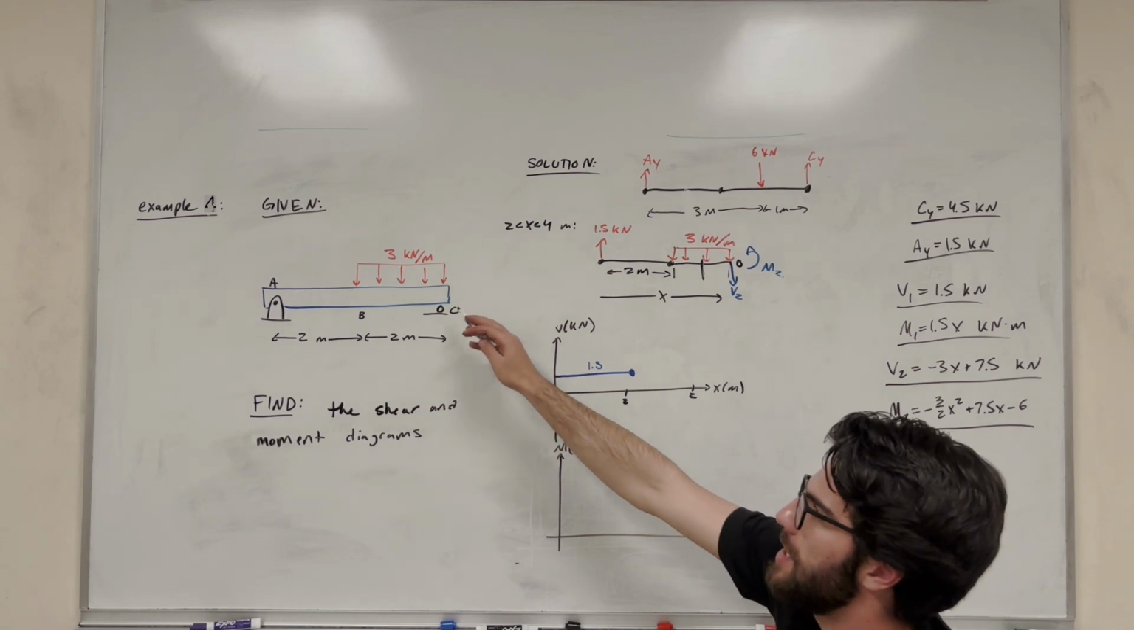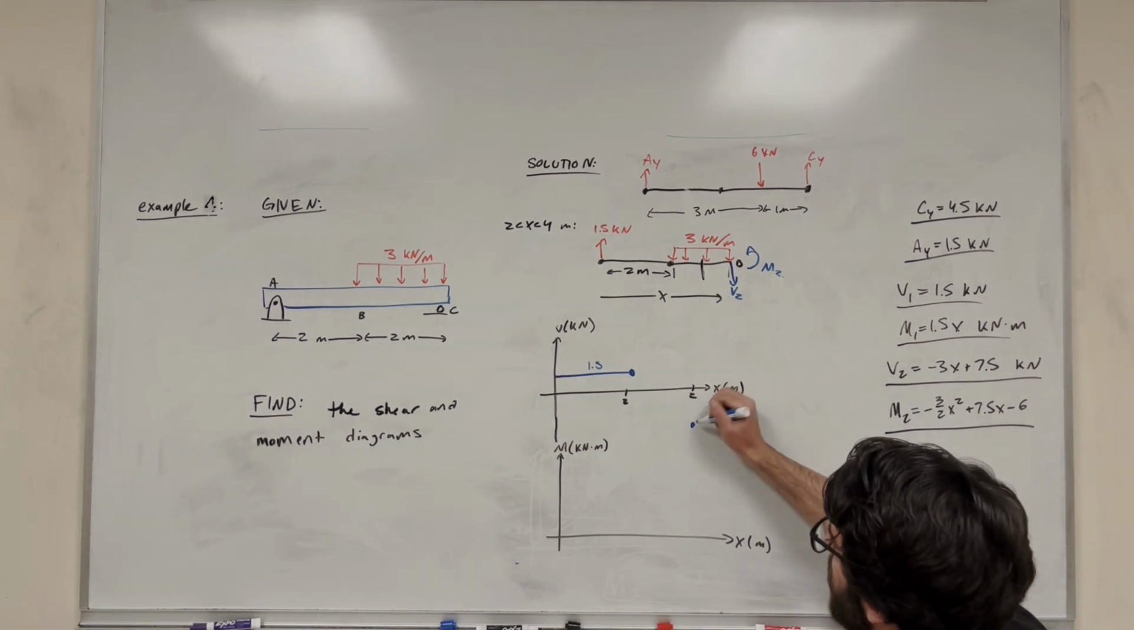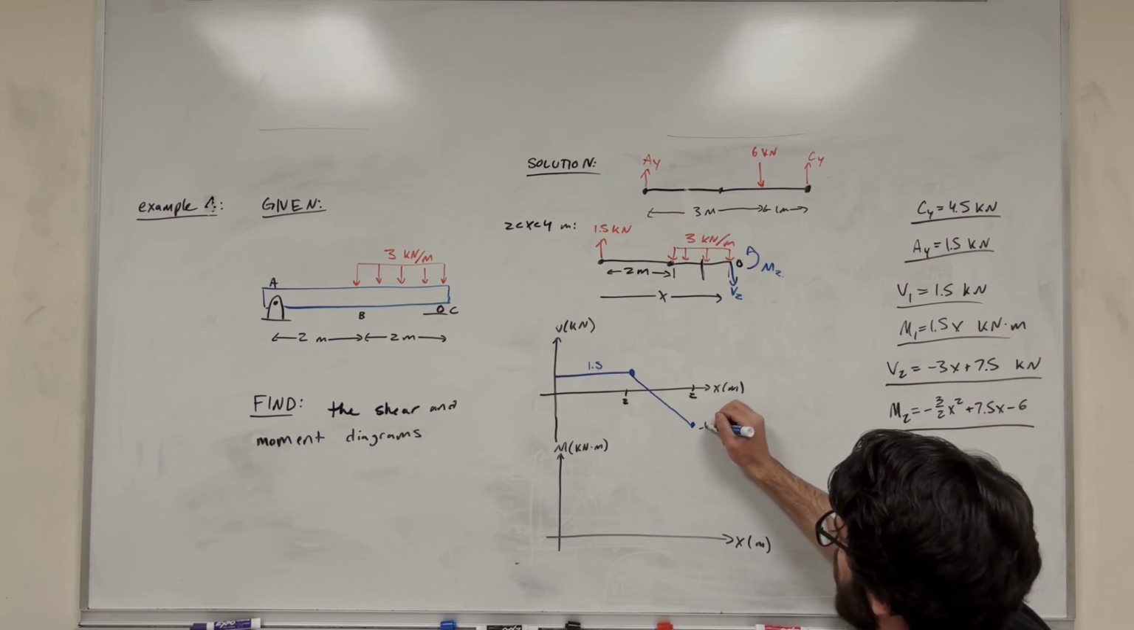So let's plug in 4 meters. Let's find out what happens at C. Where are we going to be at C? We're going to go down 3, so we multiply this by 4. So you get negative 12 plus 7.5, and that's negative 4.5. So we're going to be down here at negative 4.5.